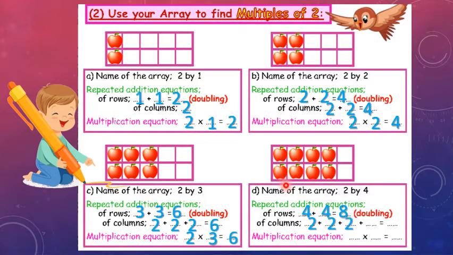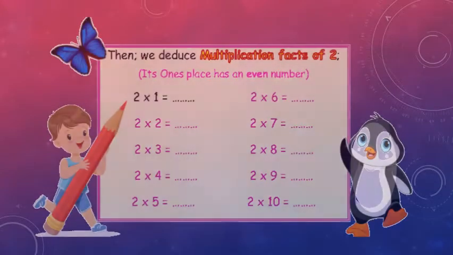In our fourth array, we have here 2 by 4. It means 2 rows. Each row has 4 apples. In our repeated addition equation of rows, we have in each row 4 apples. 4 plus 4, it means doubling. It will be 8. In our columns, we have 2 plus 2 plus 2 plus 2. It will be 8. In our multiplication equation, it will be 2 by 4 equals 8. Good job. Now you complete the rest of these arrays in your booklet, then complete with me.